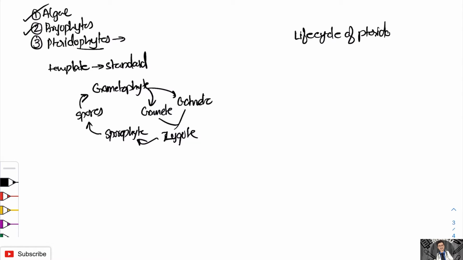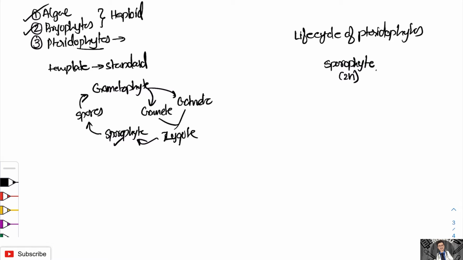As you all know, the algae and bryophytes were predominantly haploid in nature, so we started their life cycle with the gametophyte. But the rest of the divisions of the plant kingdom, pteridophytes, gymnosperms, and angiosperms, are diploid. So for pteridophytes, we start by writing the sporophyte, as it's the predominant phase of the life cycle. We start with this sporophyte, 2n. Is it clear to you?